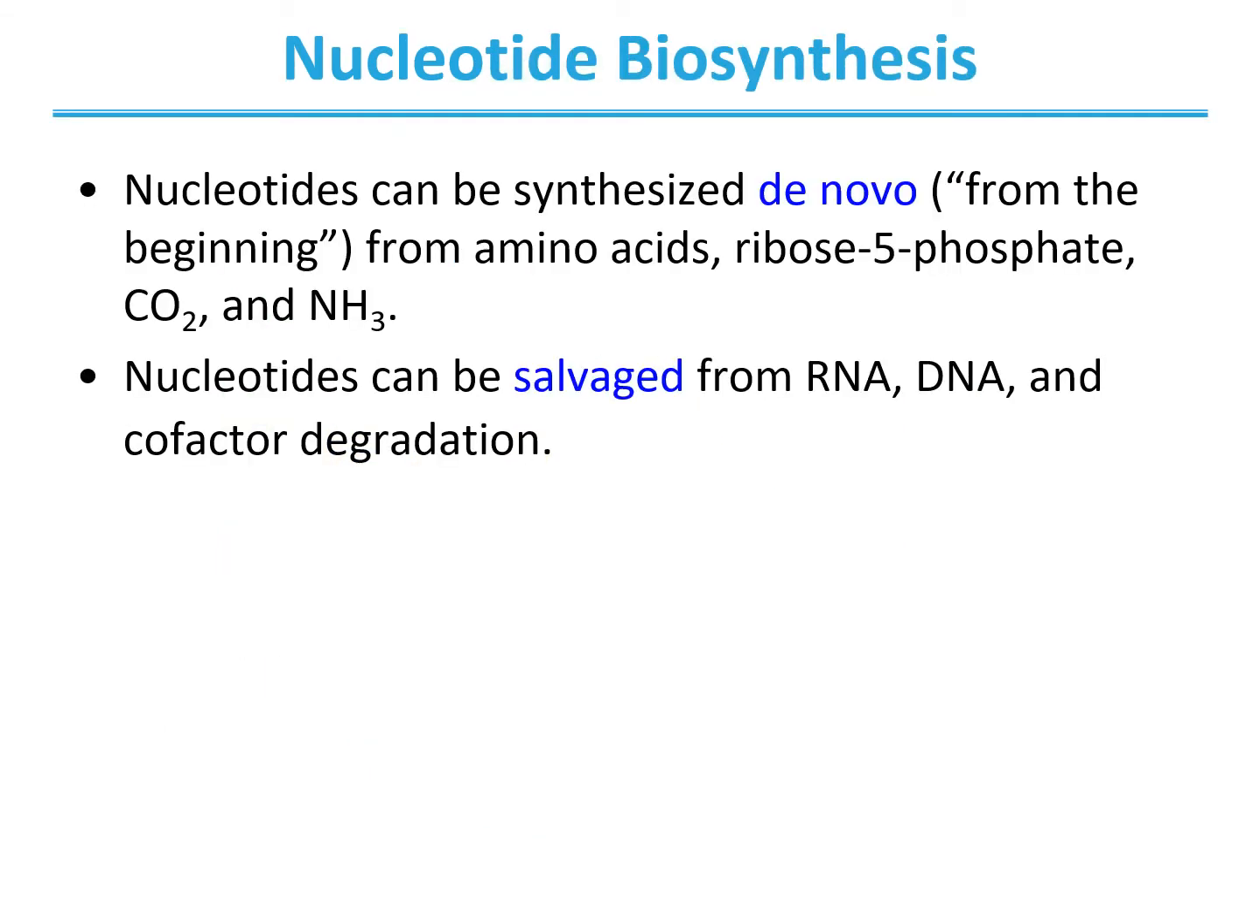So there are two main ways of the nucleotide synthesis. They can be synthesized de novo, that is from the beginning or from the start. So we start with some raw material like amino acids, sugars, carbon dioxide, and ammonia, and we make a new nucleotide. And the second is known as the salvage pathways. These nucleotides can be salvaged from the old DNA, RNA, and the cofactor degradation as well. So the second one is more or less like a recycling pathway.